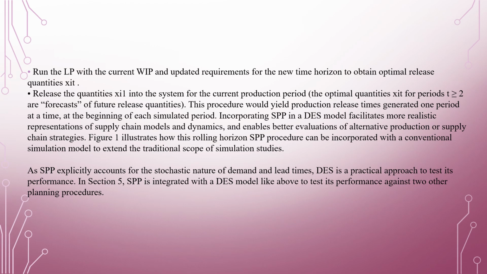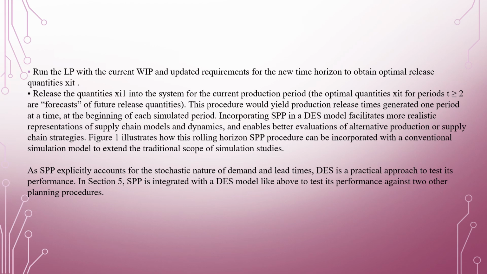Release the quantities XI1 into the system for the current production period, that is, the optimal quantities XIT for periods T greater than or equal to 2 are forecasts of future release quantities. This procedure would yield production release times generated one period at a time. At the beginning of each simulated period, incorporating SPP in a DES model facilitates a more realistic representation of supply chain models and dynamics and enables better evaluations of alternative production or supply chain strategies.